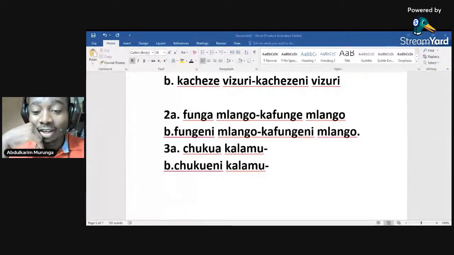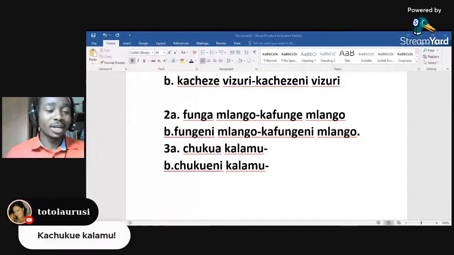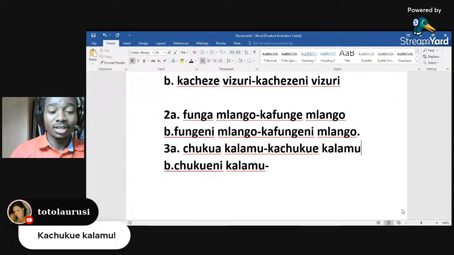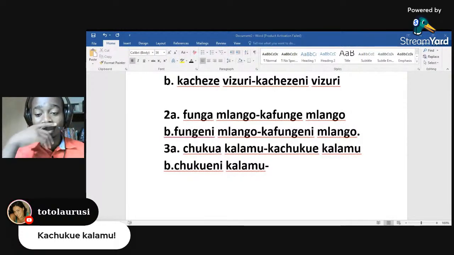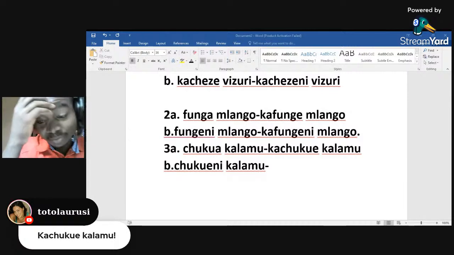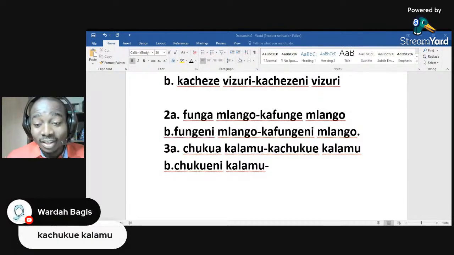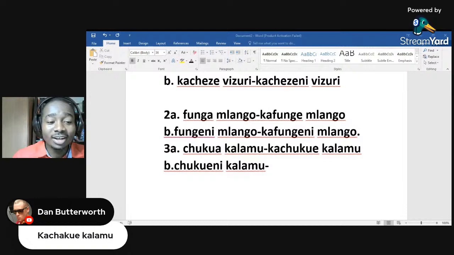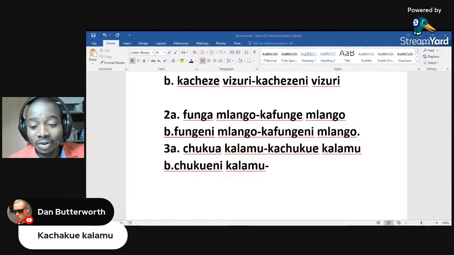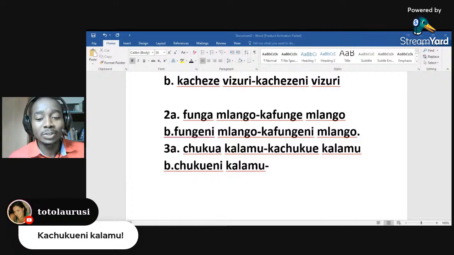Sawa. Kachukue kalamu. Vizuri. Kachukue kalamu. Take the pen. Sawa. What about chukueni kalamu? How will this be? Kachukue kalamu. Kachukueni kalamu. The last one, kachukueni kalamu. Vizuri sana.